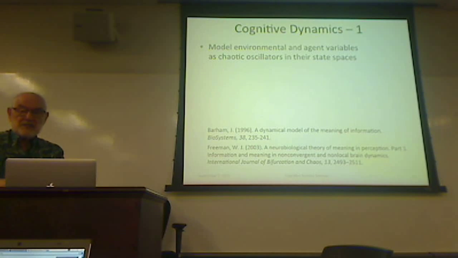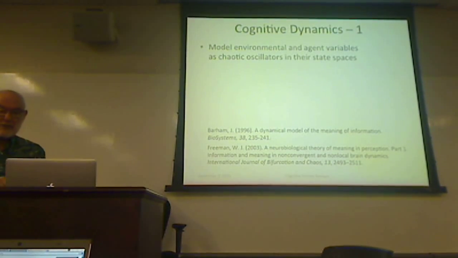Here's a favorite of Steve's. Barham, back in 1996, modeled environmental and agent variables as chaotic oscillators in their state spaces. That's everything that happens in cognition gets modeled as dynamics in this way. So let me take you through this just briefly.